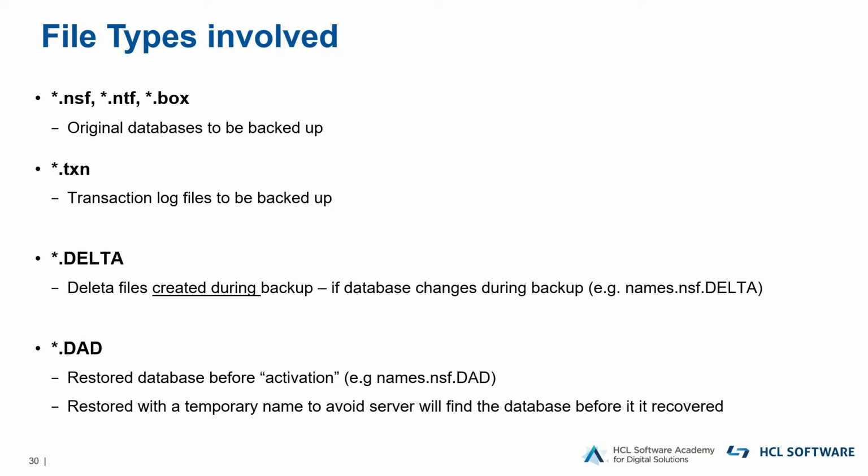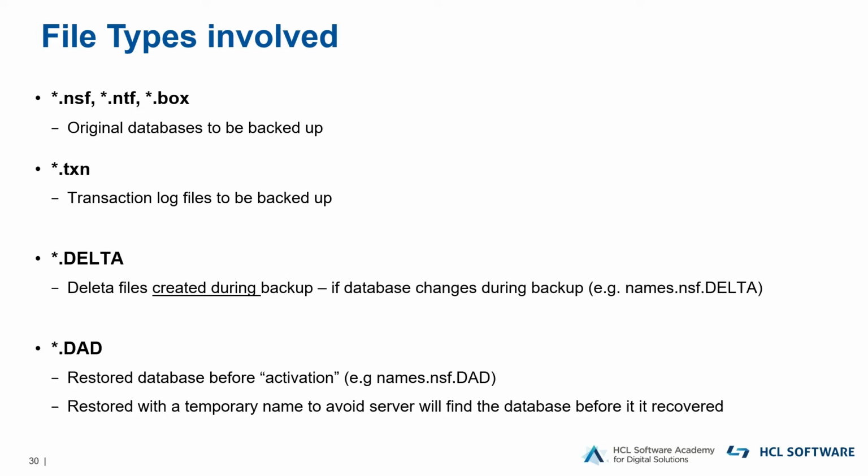The file types involved, I think I don't need to explain too much. NSF, NTF, and .box files. Transaction logs come into play when you enable archive log transaction log, and then the server task will automatically detect that we are in archive transaction log mode and will back up the transaction logs as well. The delta files, I mentioned that already. Those are the delta information that occur during a backup.